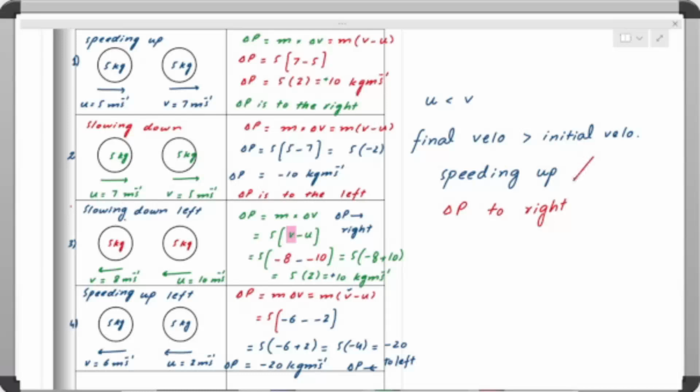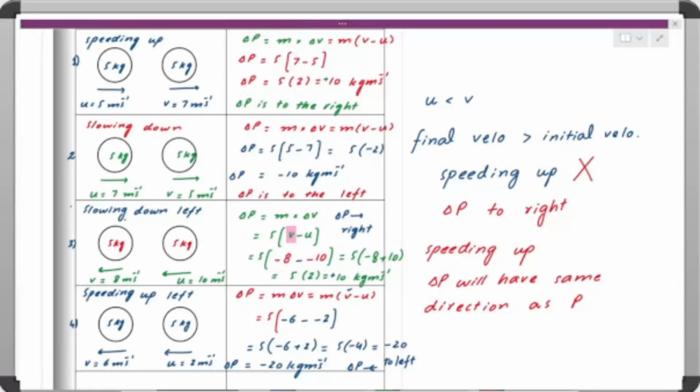Okay, so let me put it this way. What if we come up with a general expression that looks something like this? If you're speeding up, no matter in what direction, you might be speeding up towards the right side, or you might be speeding up towards the left side, then your delta P will have the same direction as momentum. Just try to check it out and relate it with the cases that we have here. So what I'm saying is, if we are speeding up, then whatever the direction of the momentum is, the direction of the change in momentum would also be the same.